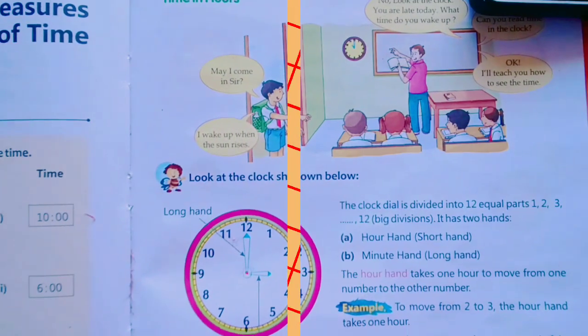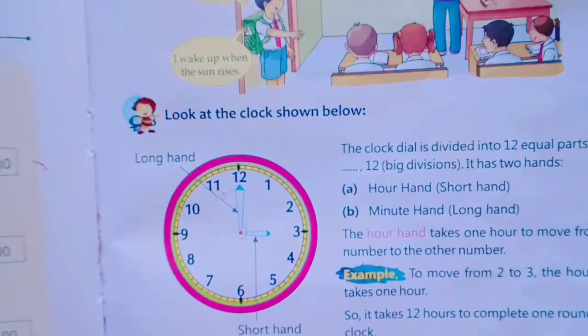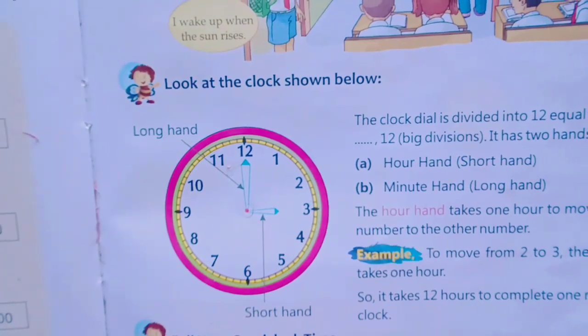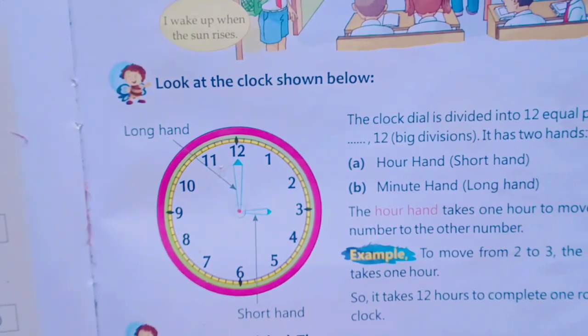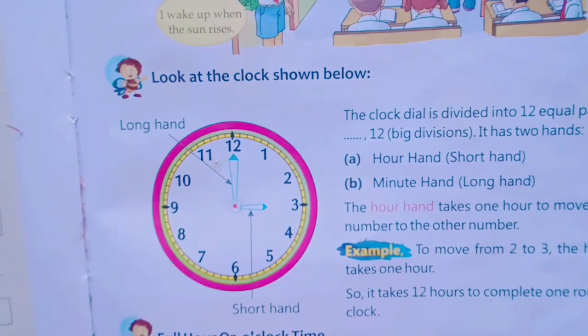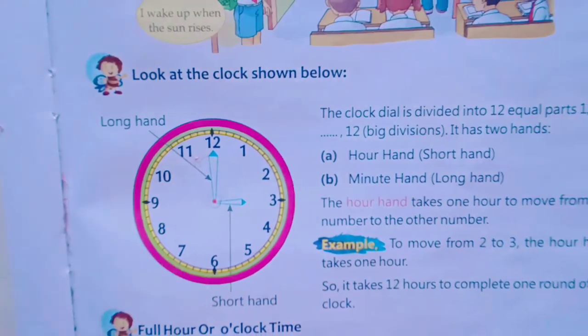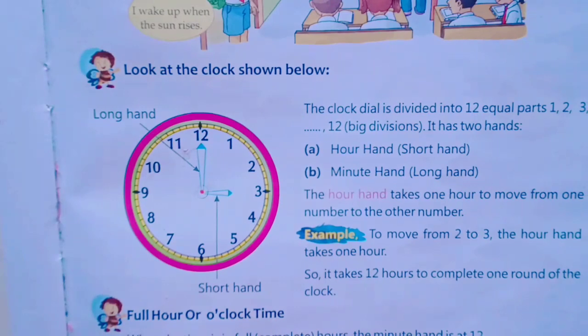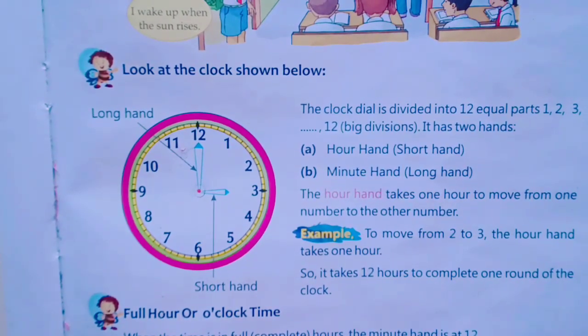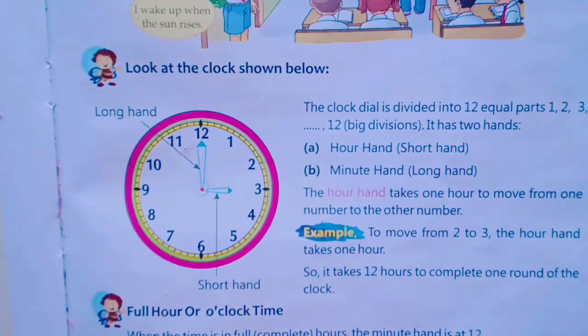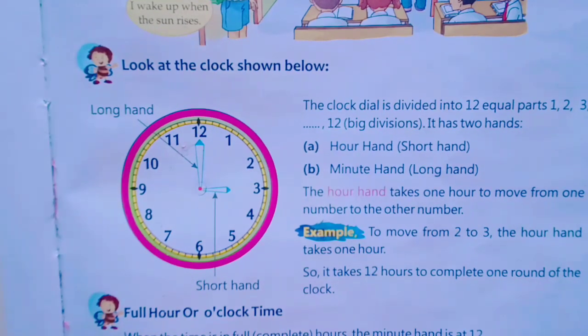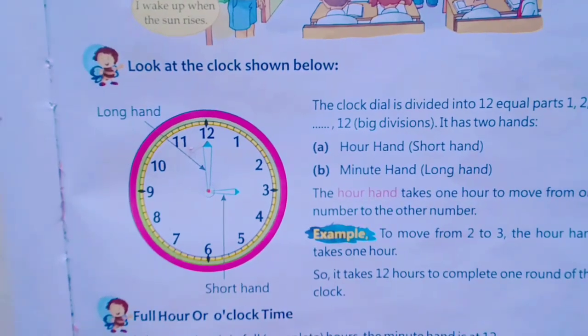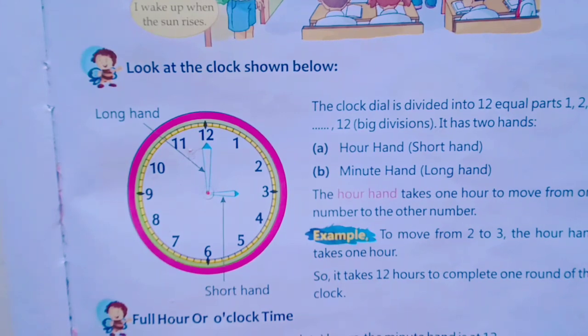So first of all we will learn time in hours. Look at the picture of the clock. You might have seen a clock; a clock will be there at your house also. The clock dial is divided into 12 equal parts: 1, 2, 3, 4, and so on till 12. These are the big divisions.